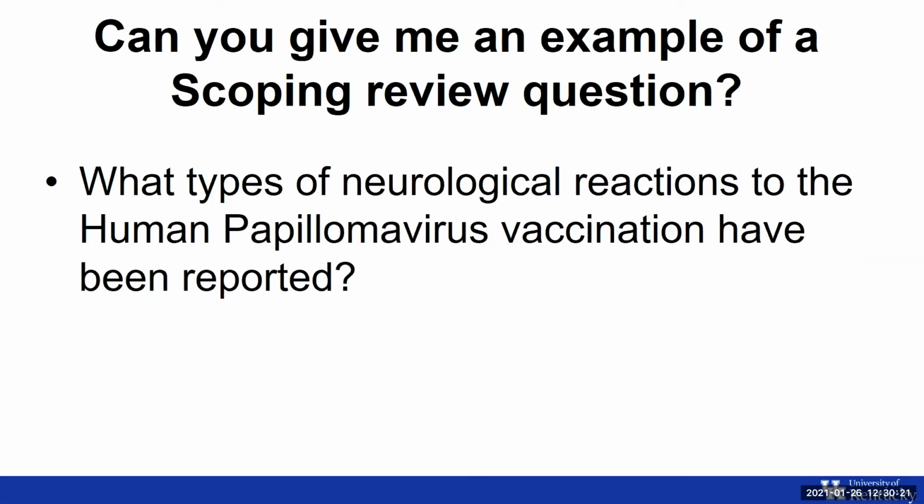And then can you give me an example of a scoping review question? A good example would be: What types of neurological reactions to the human papillomavirus vaccination have been reported? This one is very broad. Again, we're not looking at a clinical effectiveness review question like we were in the last one. We're just looking at what are all the different types of neurological reactions. That's what you would get for more of a scoping review question. Those are the more broad questions. They're not necessarily a clinical effectiveness question or a clinical intervention question. We're just looking at a more broad question.